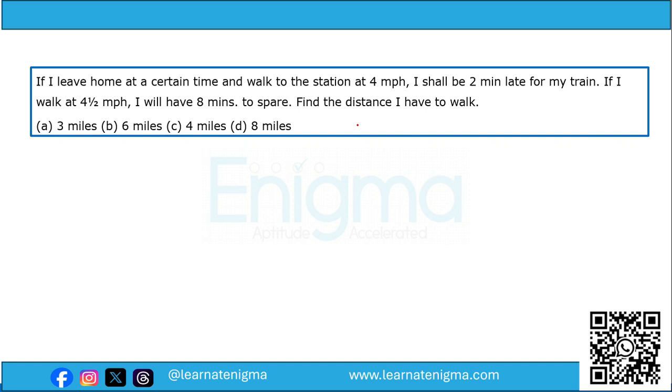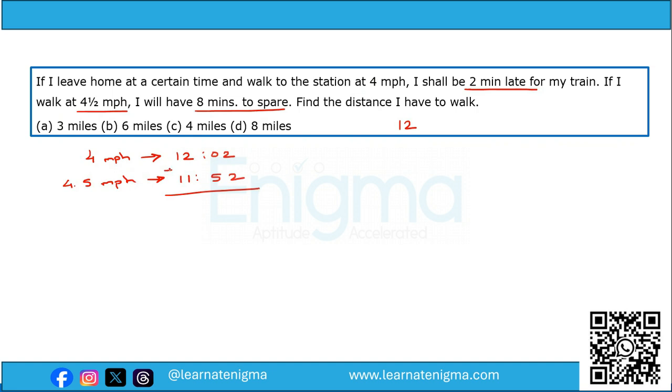Let's assume that I have to reach the station at 12. So if I walk at 4 miles per hour, then I'll reach the station 2 minutes late. That means I'll reach at 12:02. If I walk at 4.5 miles per hour, I'll have 8 minutes to spare. That means I'll reach 8 minutes early. That is, I'll reach at 11:52. If we subtract these two times, we will get 10 minutes.